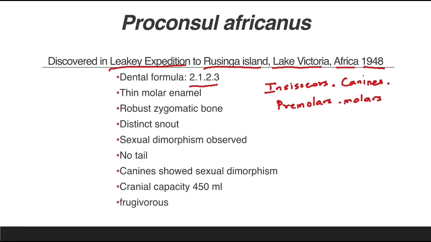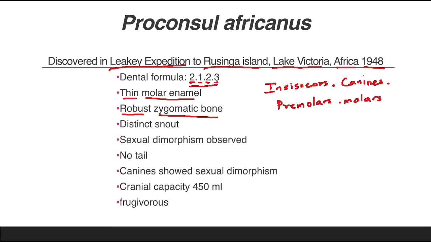So if we see the dental formula, it says there are 2 incisors, 1 canine, 2 premolars and 3 molars. Now the molar enamel is thin. Enamel is the shining coating over our teeth. It is thin. Now robust zygomatic bone. What is zygomatic bone? Zygomatic bone is the bone which connects our jaws to the skull.